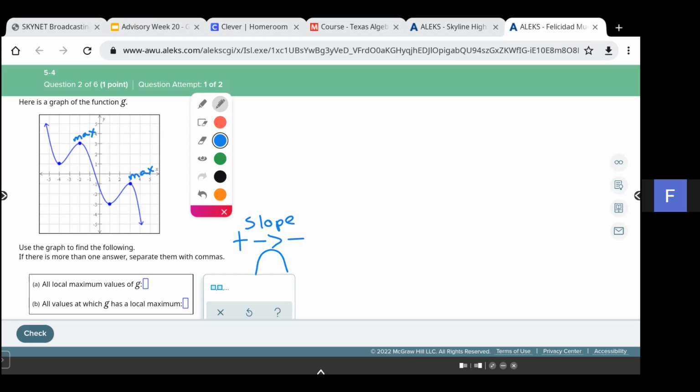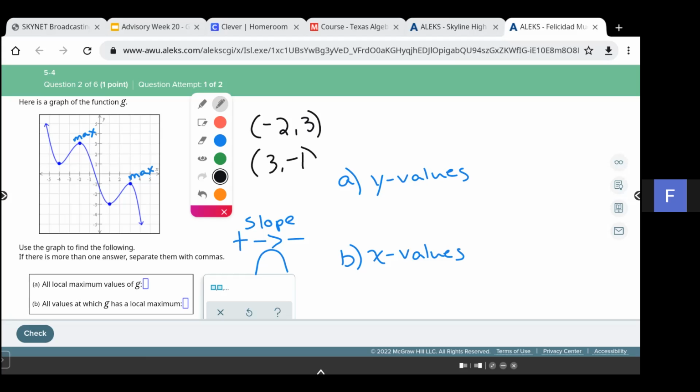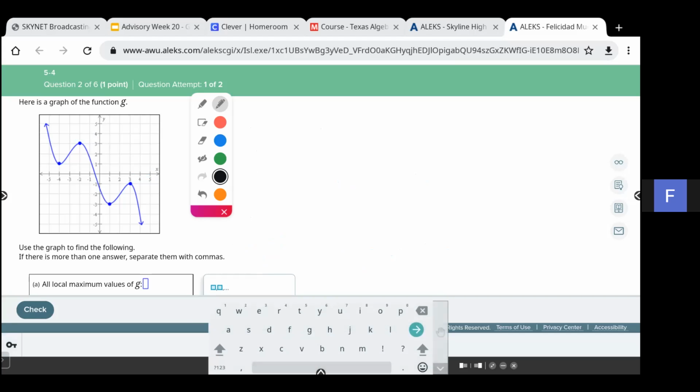It's important to know that in part A, they are asking what the maximum values are, which are y values. And in part B, they're asking when it happens, which means x values. If I write down my 2 coordinate points, -2, 3 is the first, and 3, -1. My y values are 3 and -1, and my x values are -2 and 3. So let's put that in.